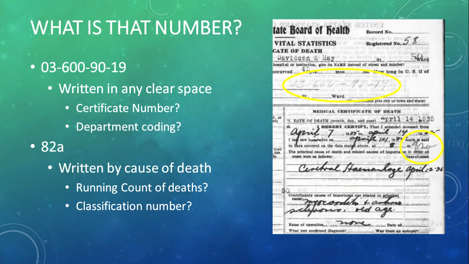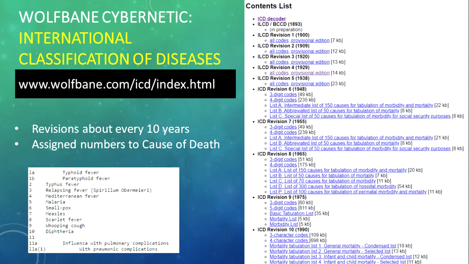But because it did repeat, and the cause of death seemed to be similar, I wondered if it was a classification number. So I went to a website called Wolfbane Cybernetic, and what they have done is they've collected all of the International Classification of Diseases, otherwise known as the ICD. And they have uploaded them online for us to have access to for free.